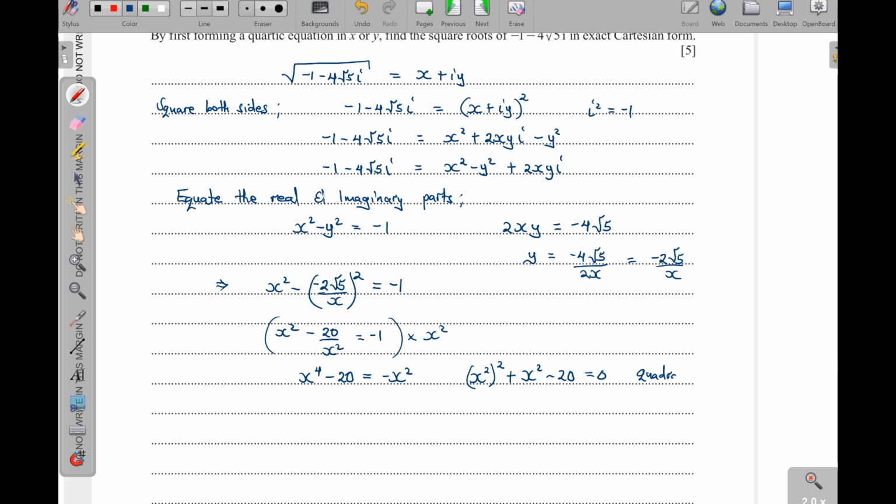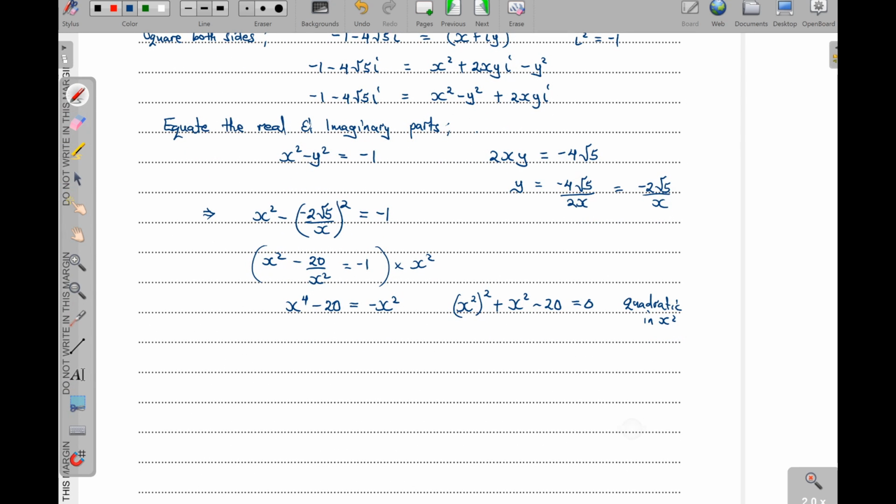It's a quadratic in x squared. Now, two numbers, when I multiply them, they give me -20, but when I add them, they give me +1. That will be a +5, not so? A +5 and then a -4. So meaning here I'll have x squared plus 5 and also x squared minus 4, which is equal to 0. So equate this one here to 0.